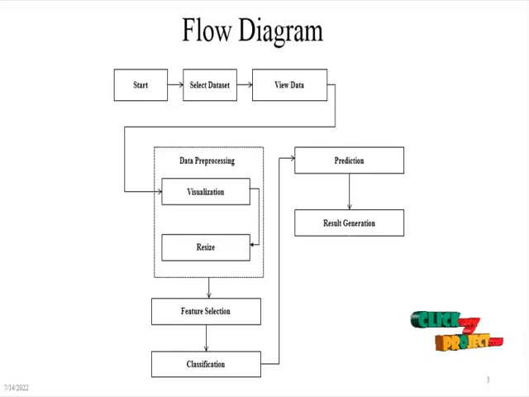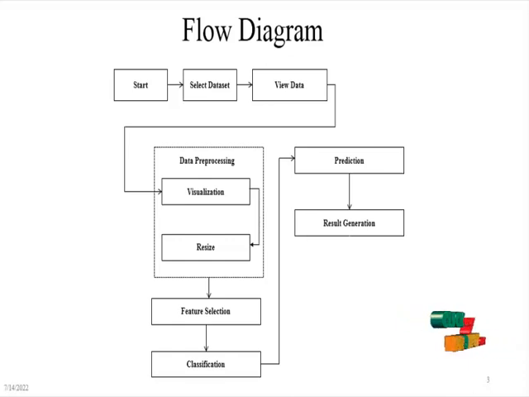Then it will move into feature selection. Before that, in preprocessing, we are going to resize all the images and convert the images into arrays. After that, in feature selection, we need to select the independent variable and dependent variable. After selecting the independent and dependent variables, we are going to split the data set into a training data set and a testing data set. Then it will process it into classification.